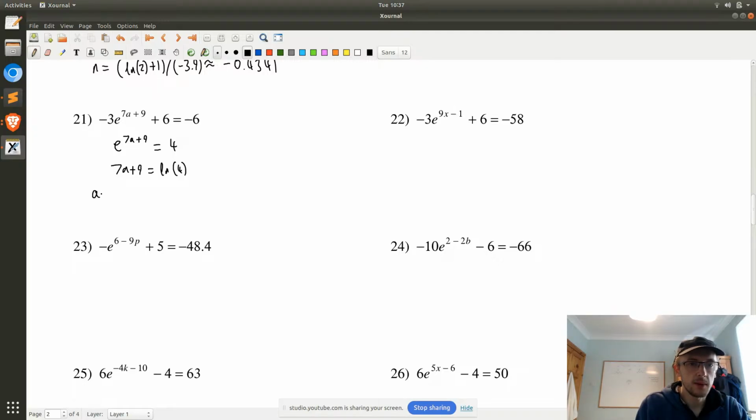So a equals ln of 4 take 9 all over 7. Ln of 4 take 9 all over 7, which is negative 1.0877.